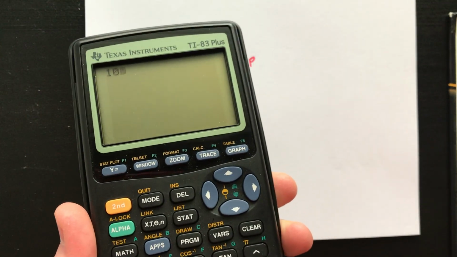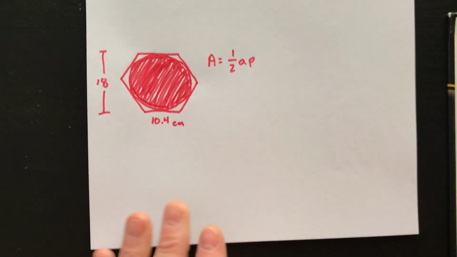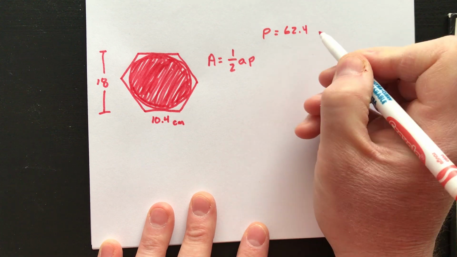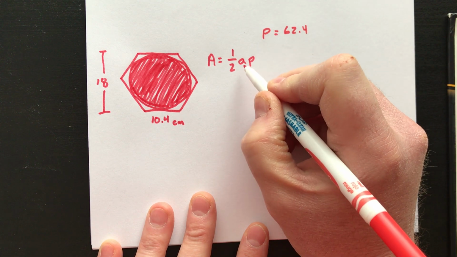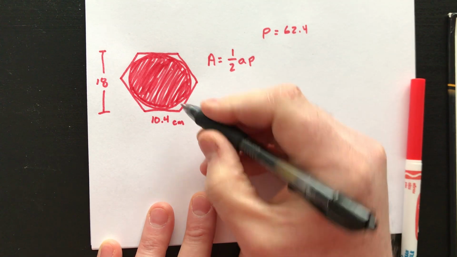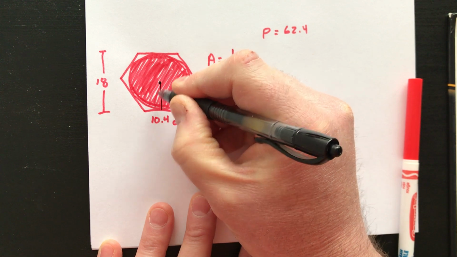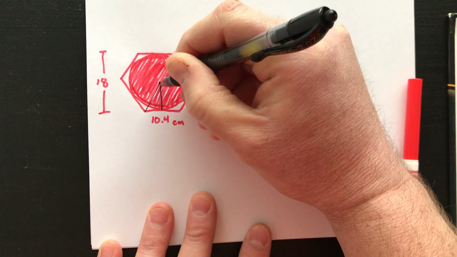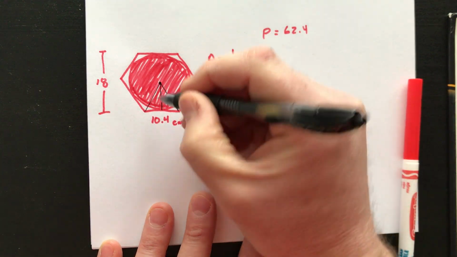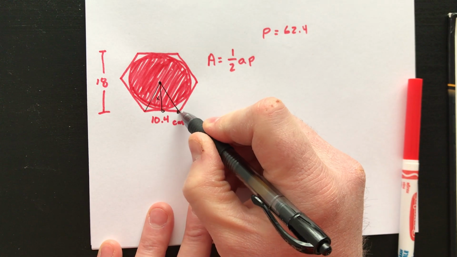So 10.4 times 6 is 62.4. So I know that the perimeter is equal to 62.4. We need to know the apothem. Now the apothem, remember, goes from the center straight down. Remember when we did these problems before? Look at that, I got a different color now. So we need to figure out what this length is, x. Well, we know what the length from here to here is, correct?